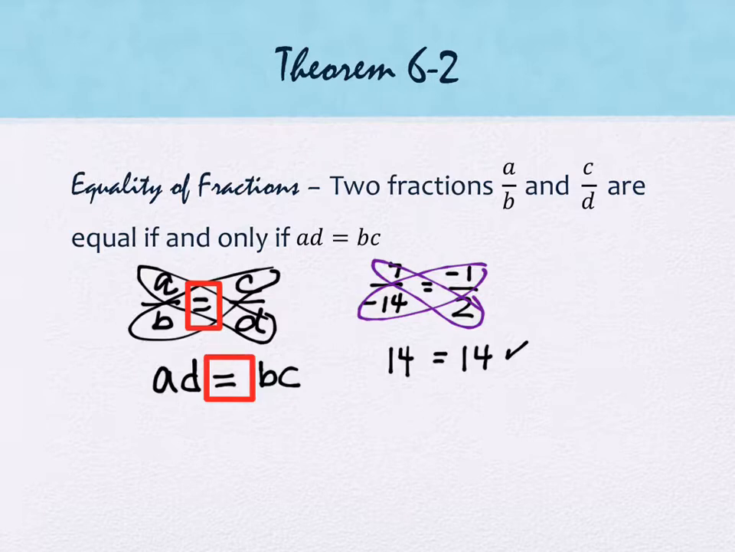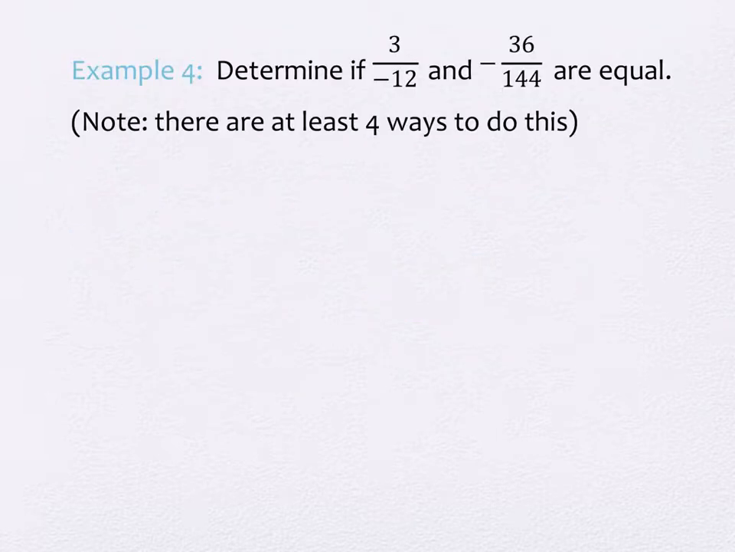So the next question actually asks you to determine if 2 fractions are equal, 3 over negative 12 and negative 36 over 144. There are at least 4 ways to do this problem, and I'd like to show you all 4 of them for several reasons. Number one, because you may not like one of the ways I show you, and if I am like, man, you really have to do it this way, you're going to be like, well, why should I do it that way? I know a way I like better, all right?